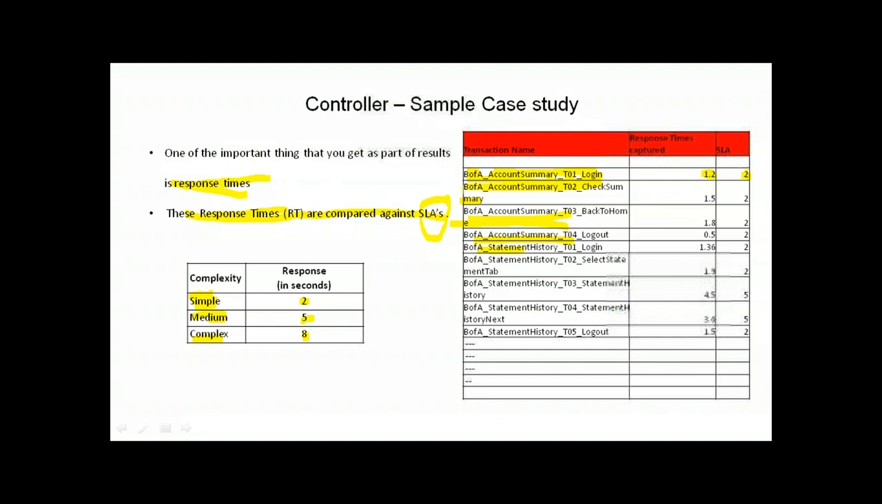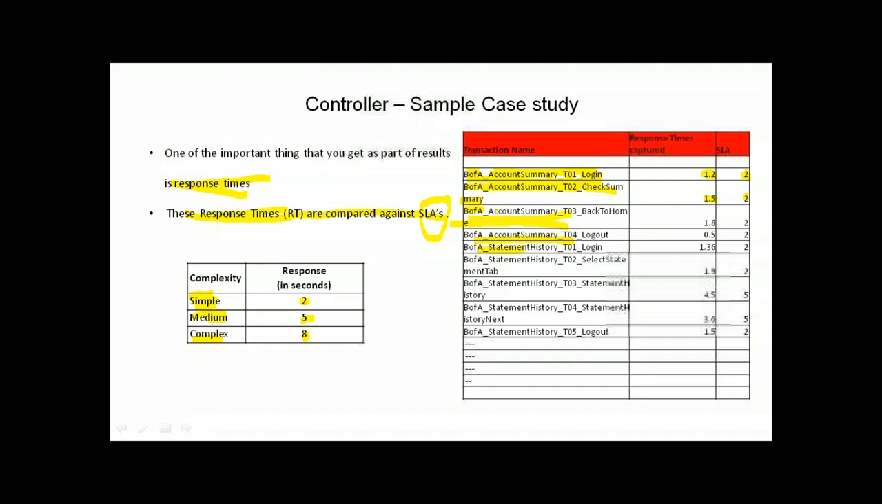Good. Wonderful. Now the second transaction. This second transaction belongs to the project Bank of America and the script called account summary. This is the second transaction in the same script, and it is checking the account summary. Again, it's a simple transaction, so the SLA is 2 seconds and what you have achieved is 1.5. So it's good. Now let's look at the third transaction.